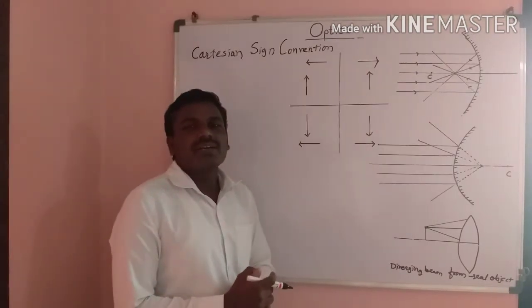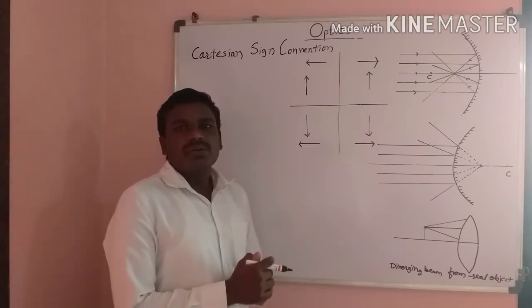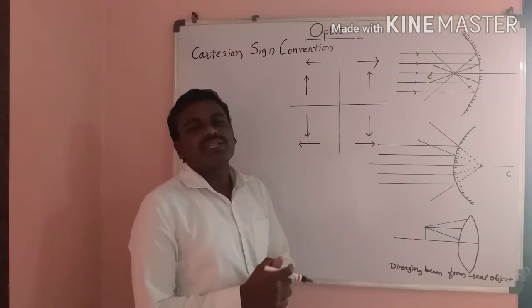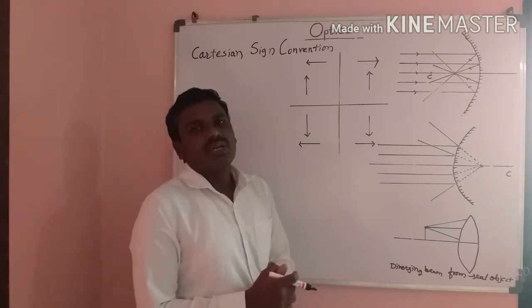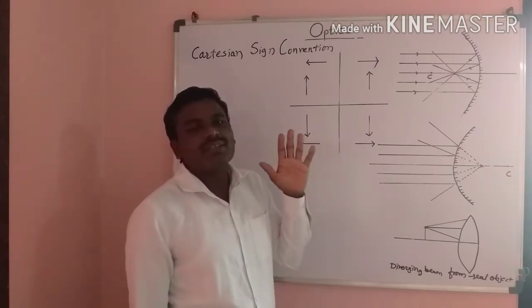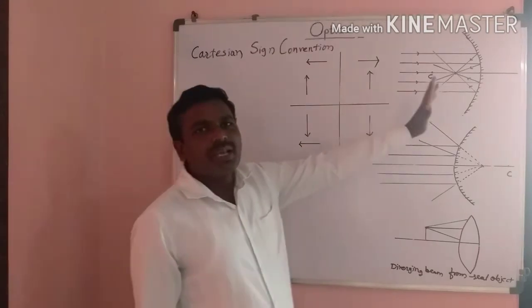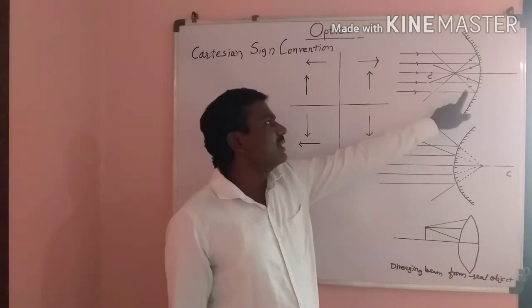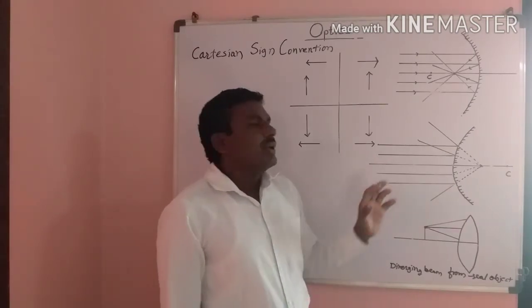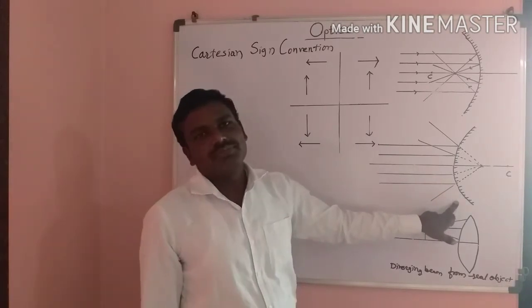First, we consider a spherical mirror, a mirror whose reflecting surface is part of the surface of a sphere. Then it is called a spherical reflecting surface. There are two spherical reflecting surfaces: one is the concave spherical surface, and the other is the convex spherical surface.